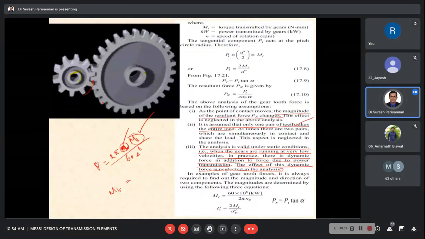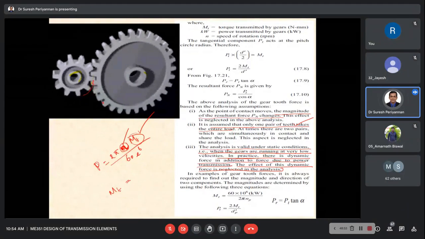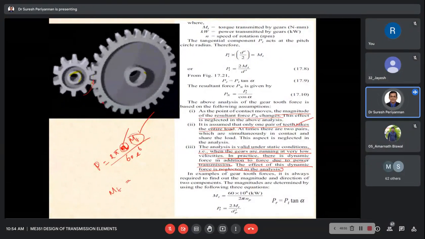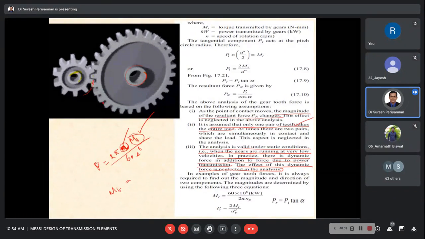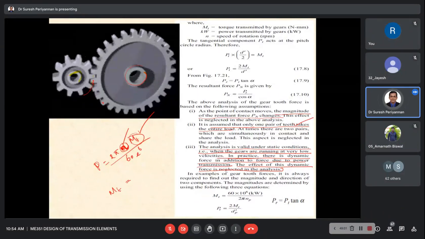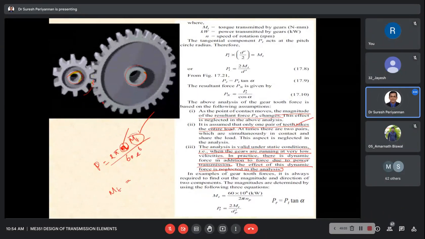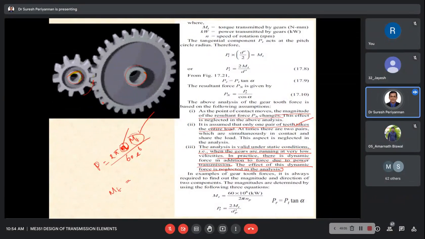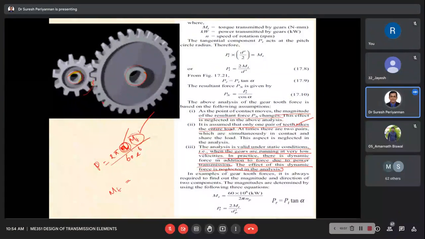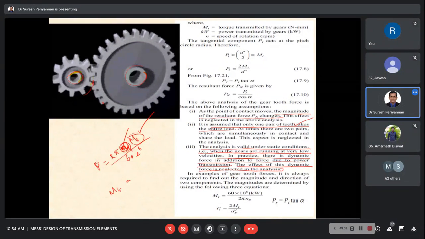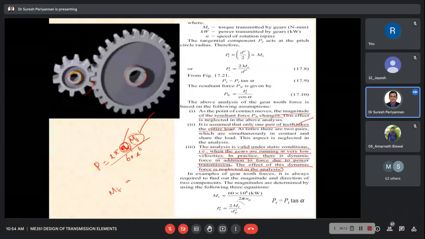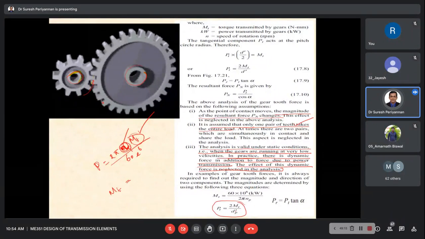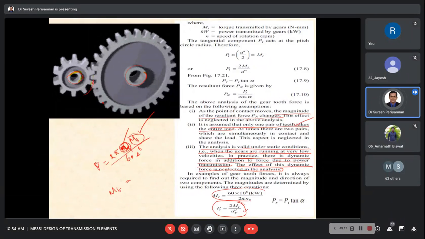If you know the speed of the gear or the speed of the pinion, because the torque transmitted by the gear and by the pinion will be the same, only the velocity is changing. NP or NG we are going to consider. Then the remaining things are whatever we discussed earlier, from the general formula.